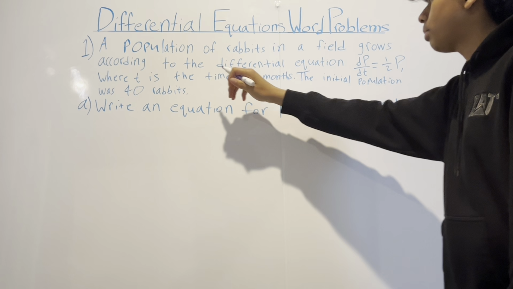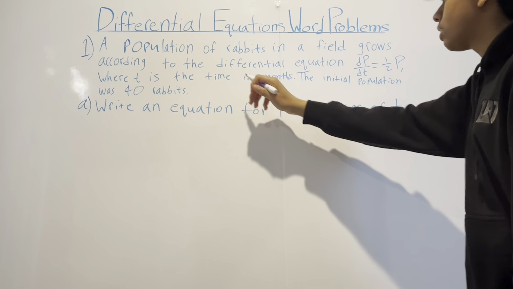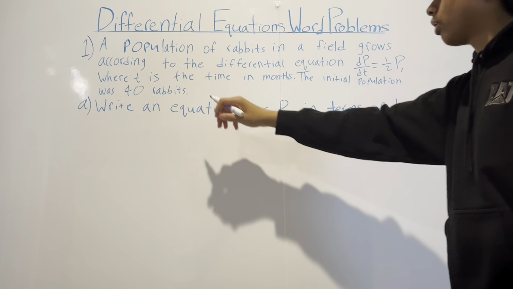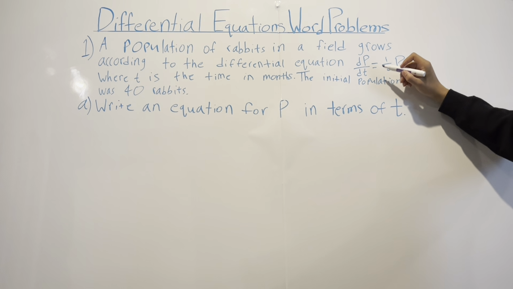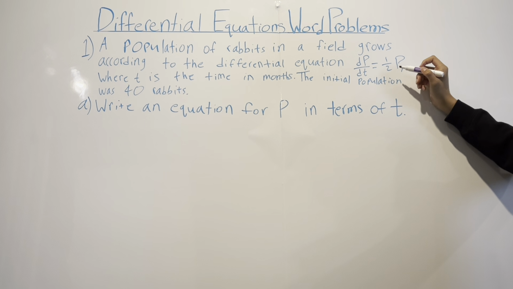So let's work on some word problems with differential equations. And the first question says, a population of rabbits in the field grows according to the differential equation dp over dt equals 1 over 2p, where t is the time in months, and the initial population was 40 rabbits. And part A says, write an equation for p in terms of t.